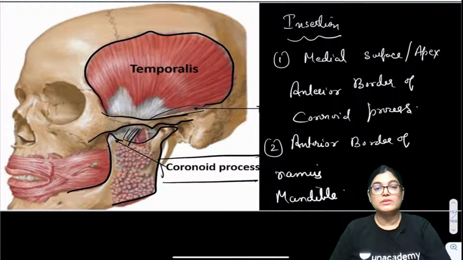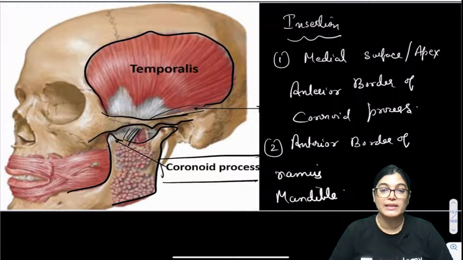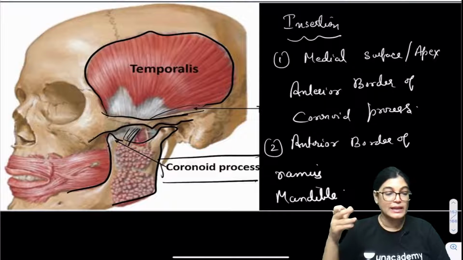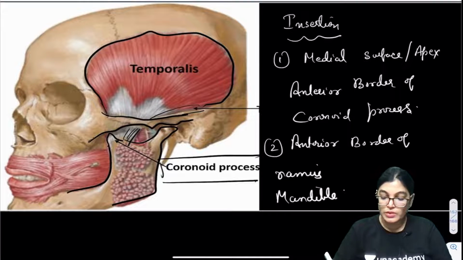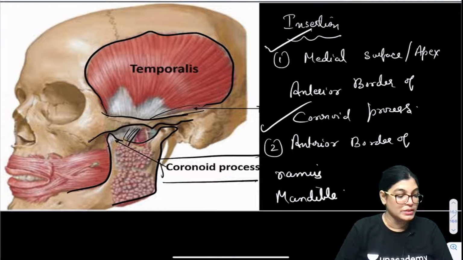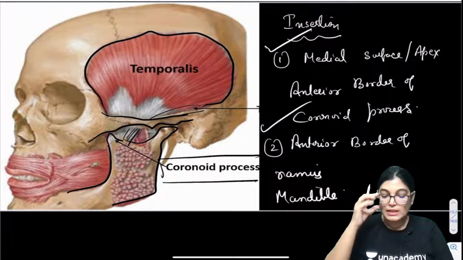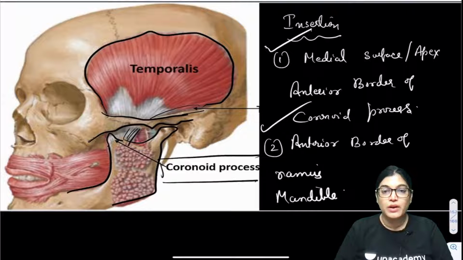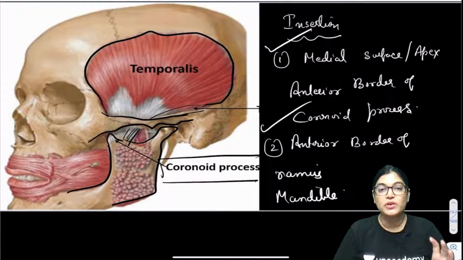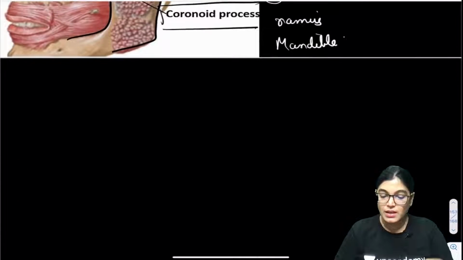Few fibers are also attached to the anterior aspect of ramus of mandible till the level of the last molar tooth. So in short, we are done with the origin and insertion. Now moving on to the nerve supply and action of temporalis muscle. It's important that all these four, origin, insertion, action and nerve supply, are known by you. So let's discuss its nerve supply and action.